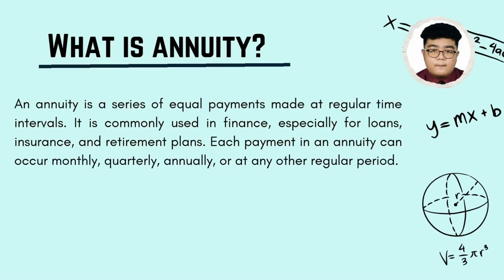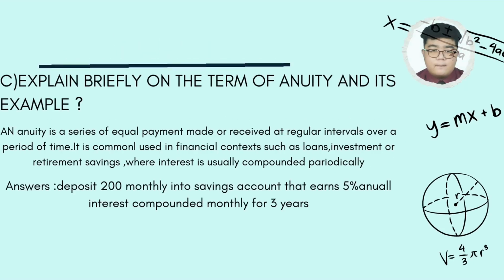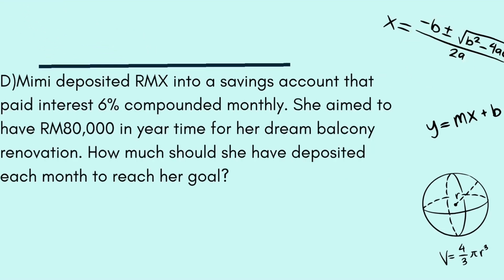What is annuity? An annuity is a series of equal payments made at regular time intervals. It is commonly used in finance, especially for loans, insurance, and retirement plans. The payment in an annuity can occur monthly, quarterly, annually, or at any other regular period. Annuity is a series of equal payments made or received at regular intervals over a period of time. It is commonly used in financial contexts such as loans, investment, or retirement savings, where interest is usually compounded periodically. For example, someone depositing monthly into a savings account that earns 5% annual interest compounded monthly for 3 years.